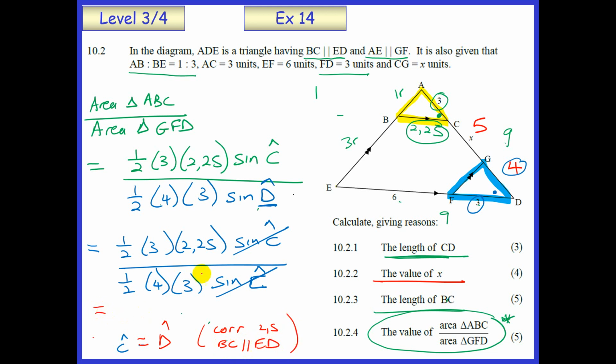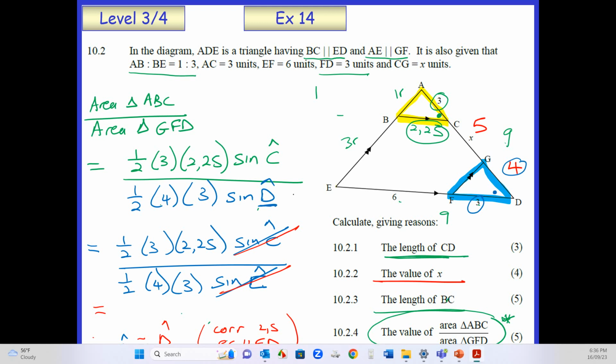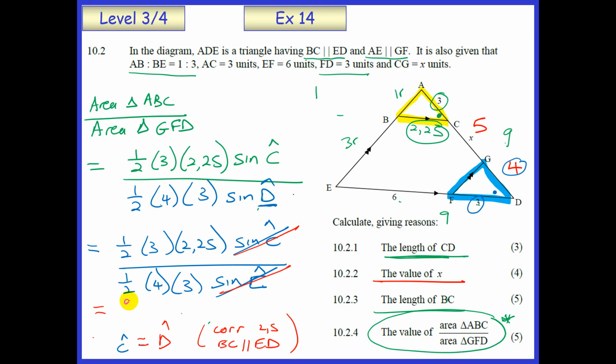And then from there we can work this out with a calculator. Half times 3 times 2.25 divided by half times 4 times 3, as we've cancelled that off, and that will give us our final answer. I'm typing that on my calculator as I speak to you, and that gives me 9/16, and you can verify that. That's quite interesting how we actually worked out this question. Thank you.